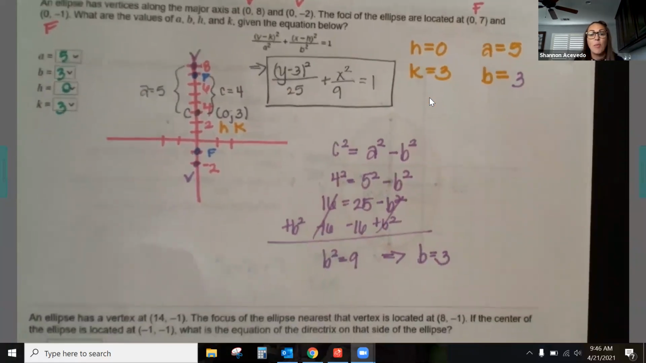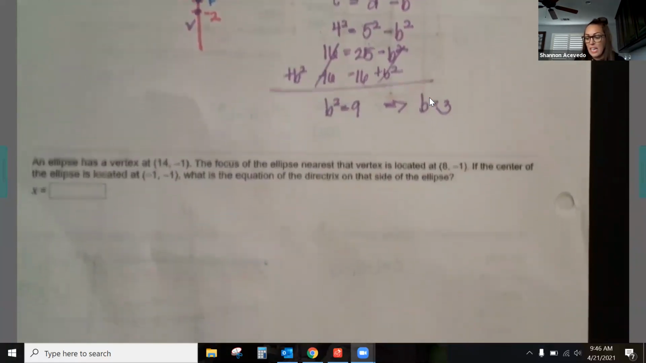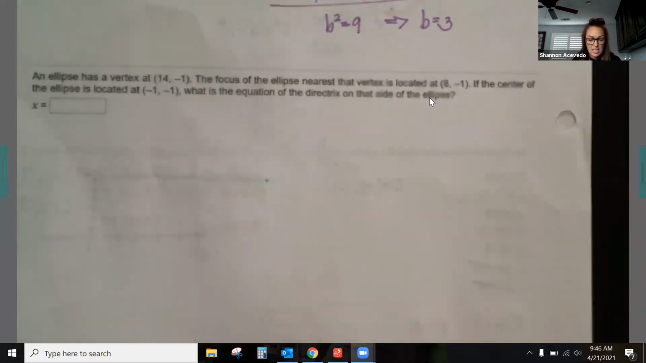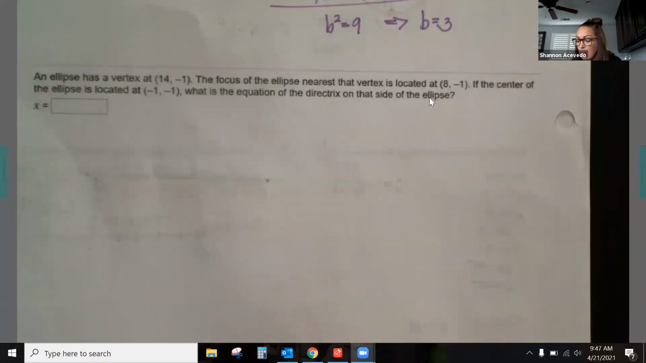All right, and then I have one more. This is my last one for the day. It says, an ellipse has a vertex at (14, -1). The focus of the ellipse nearest that vertex is located at (8, -1). If the center of the ellipse is at (-1, -1), what is the equation of the directrix on that side of the ellipse? Some of you guys are like, I have no idea what they're even talking about. Like, this is so many words and stuff.